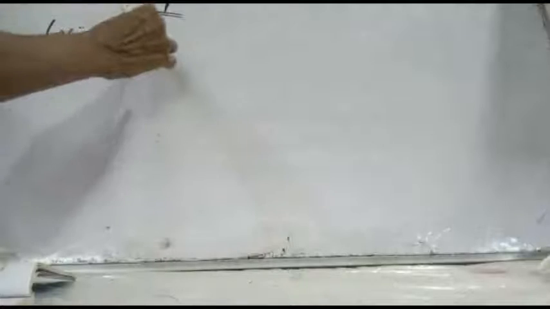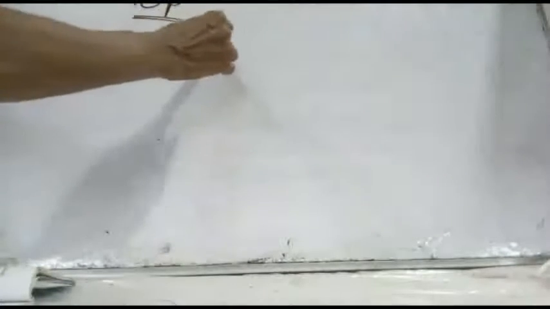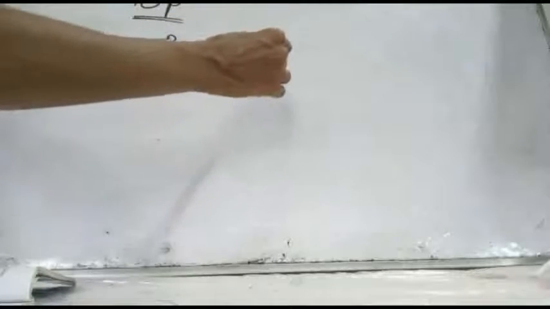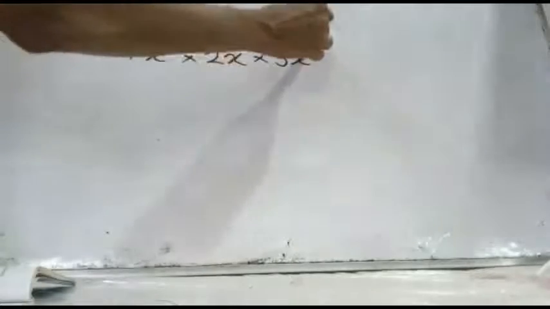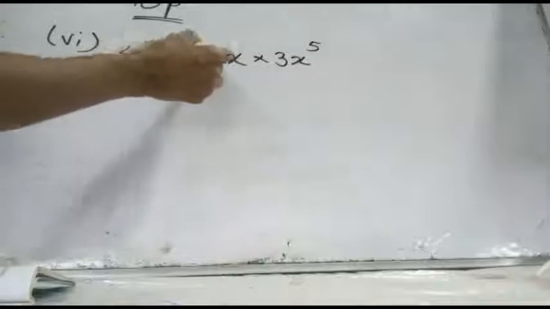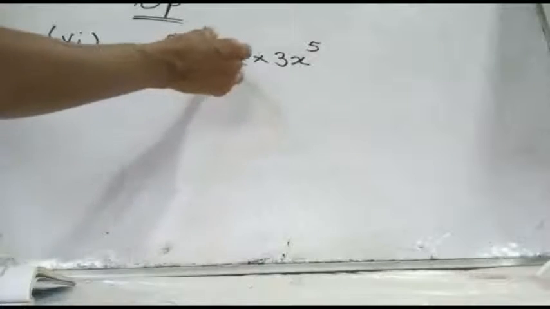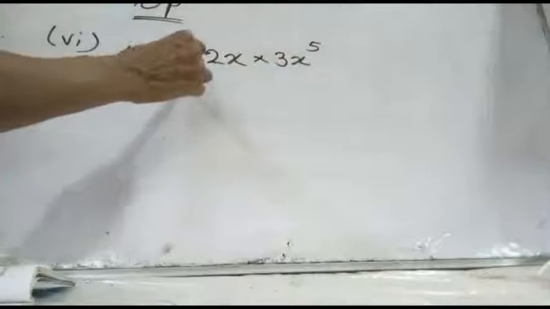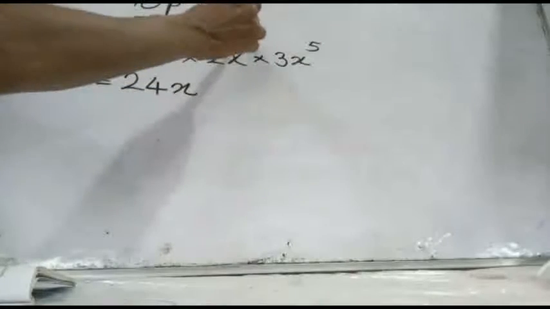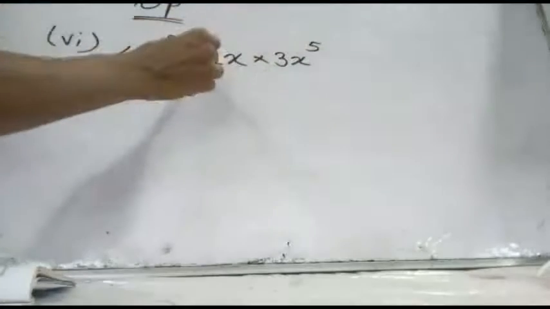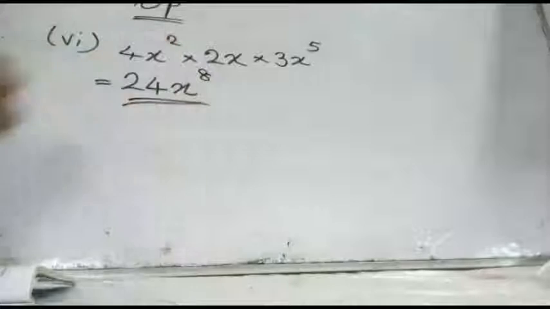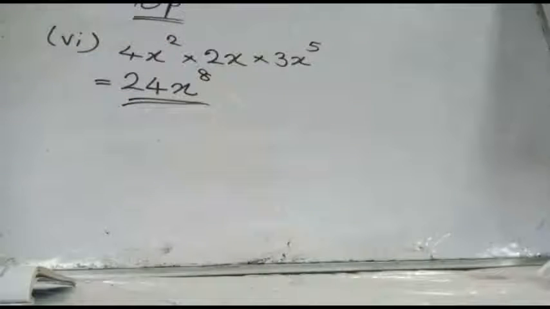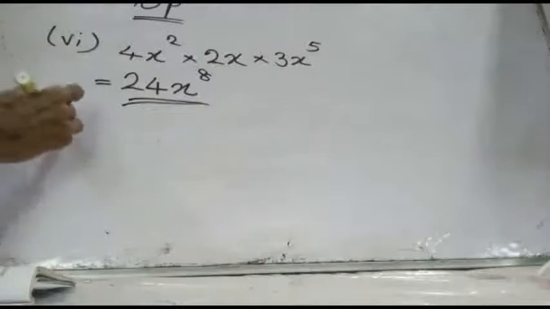4x squared is multiplied by 2x is multiplied by 3x to the power 5. 4 times 2 is equal to 8. 8 times 3 is equal to 24. x to the power 2 plus 1 is equal to 3. 3 plus 5 is equal to 8. 24x to the power 8. Question number 7.